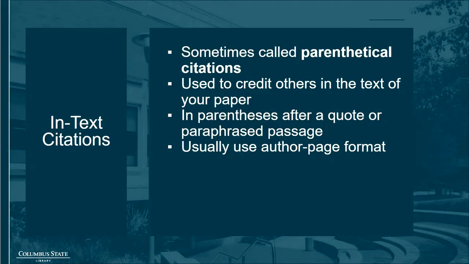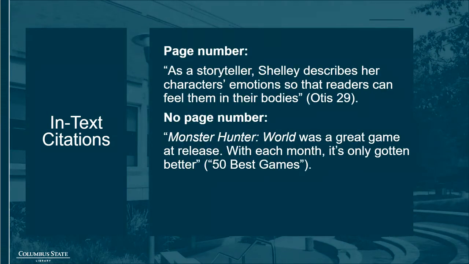In-text citations, sometimes called parenthetical citations, are used to credit others in the text of your paper. They're placed in parentheses after a quote or paraphrase passage and include the author's last name or the title of the source, and, if the original source includes page numbers, the page number of the cited information. A proper in-text citation will look something like this. As you can see, the first example is from a book that includes page numbers, while the second example is from a web article that does not.